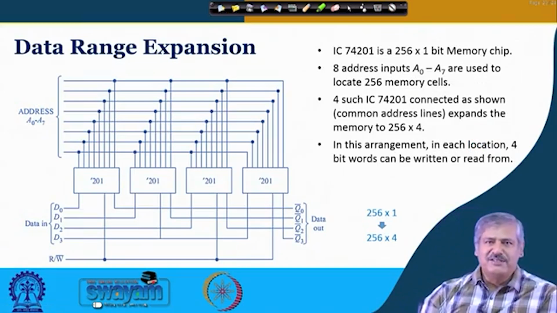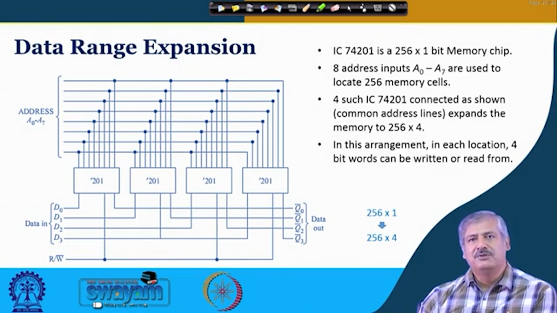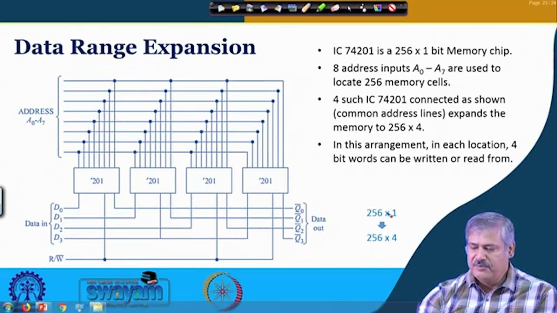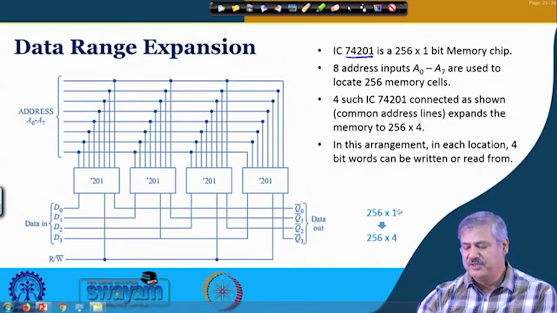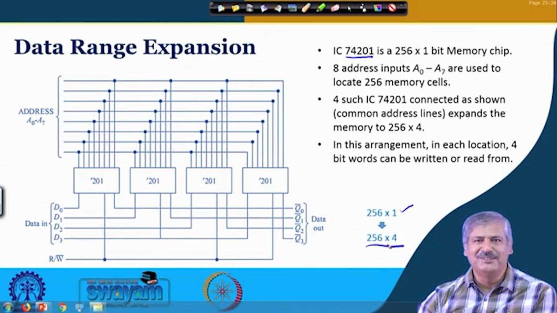Coming to data range expansion. So, the number of address bits remain same, okay, data bit we want to increase. So, here is an example. So, this is IC 74201, a 256 cross 1 memory IC. So, that means 256 addresses are there. In each address location only 1 bit information can be stored, and we want 256 cross 4. What will we do?